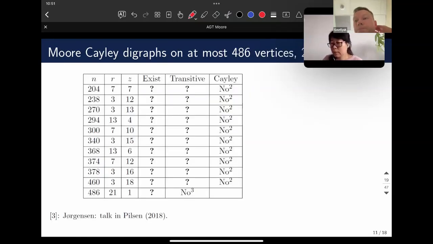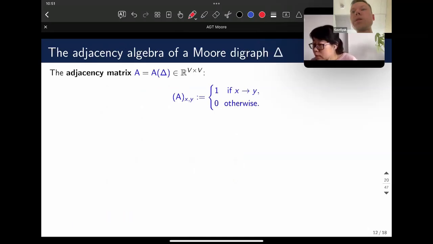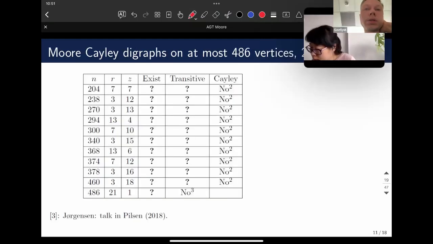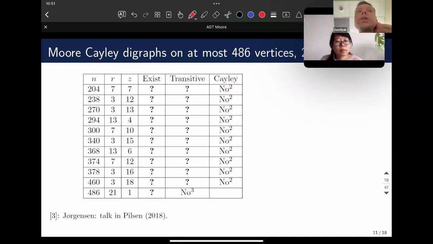So now let me speak about our results. In this work, we partially reproduced the results of Erskine. So we showed the non-existence of some Moore Cayley digraphs, but we didn't use computer search. We use a kind of algebraic argument to rule out some of these possibilities for the existence of Moore Cayley digraphs.